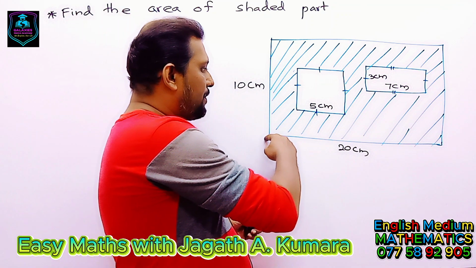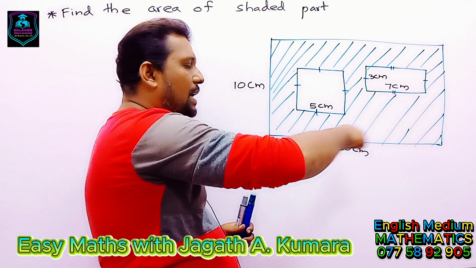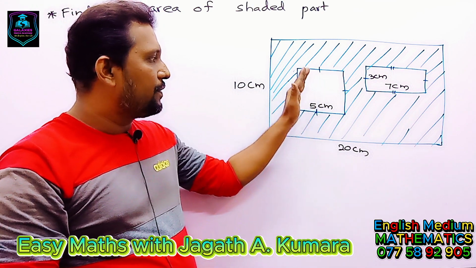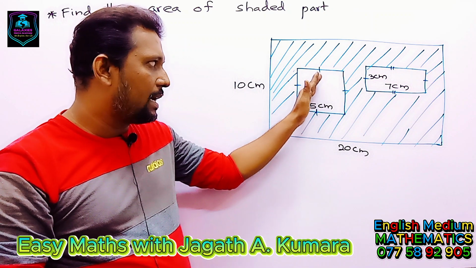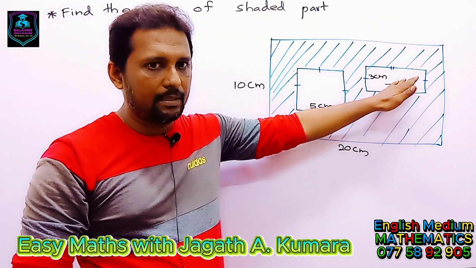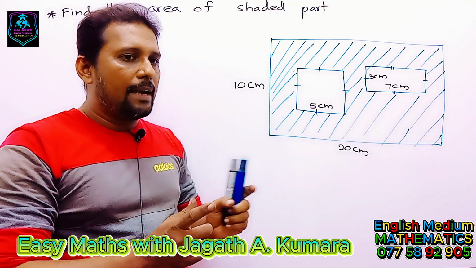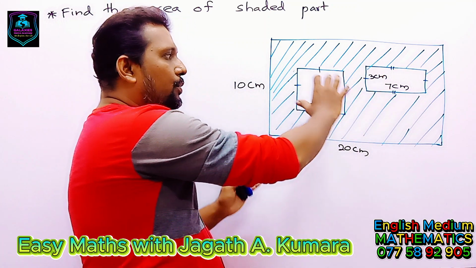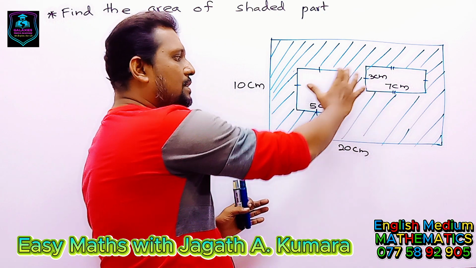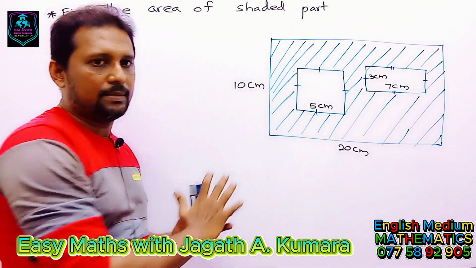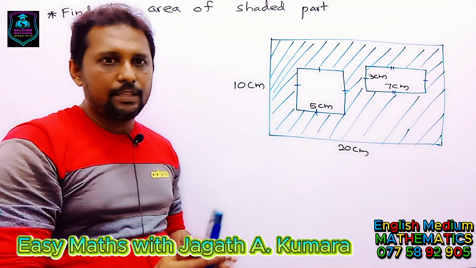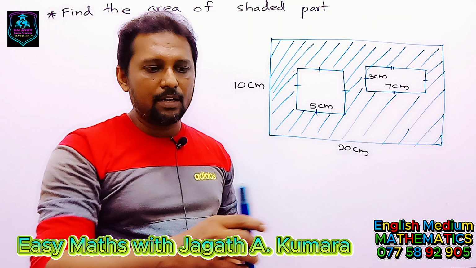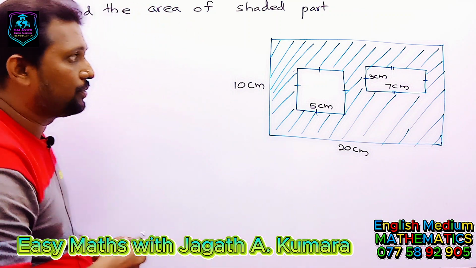First you can find the area of large rectangle, then also you can find the areas of this small square and also this rectangle. Then you can add these two areas. Then you can subtract these two areas from the large rectangle. Then you can find the shaded region area. Area of the shaded region. Okay, let's go to find it.